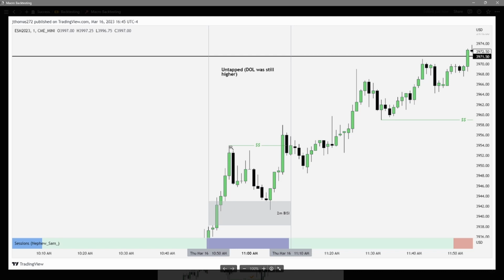Go up, and then at 11 roughly, we'll retrace into here, into this fair value gap. That's our entry point, and it displaces up until this leg, which is another 5 points. And then if you held runners, we eventually take out the buy side liquidity.